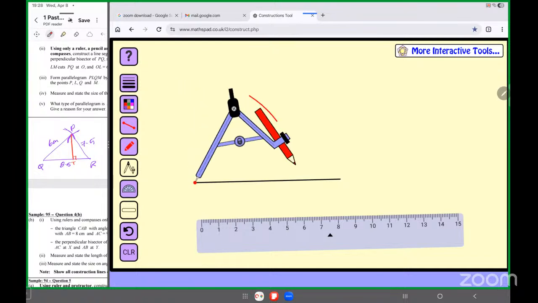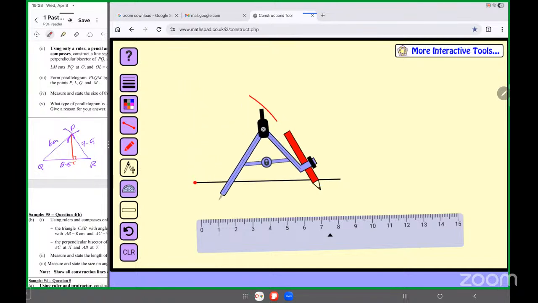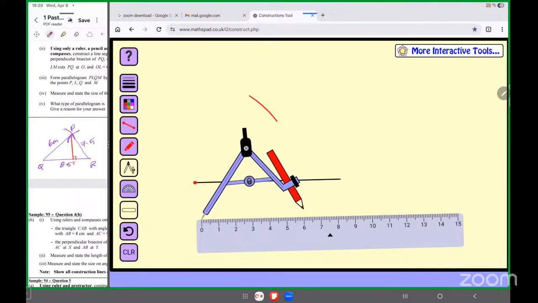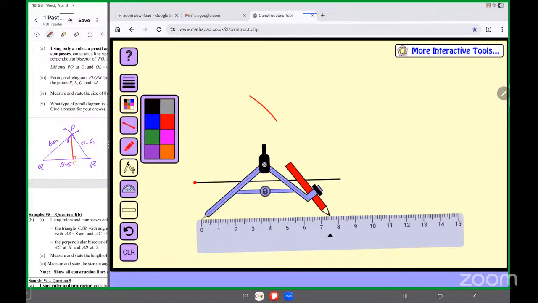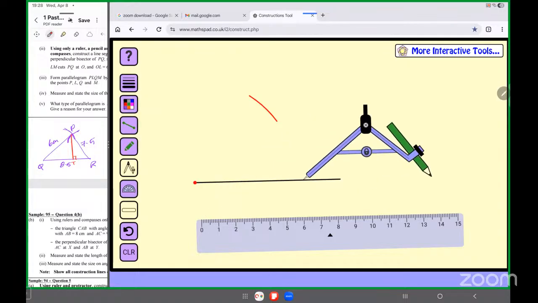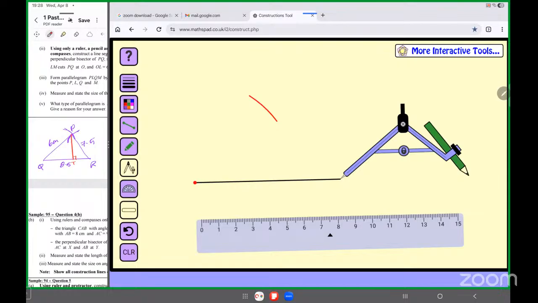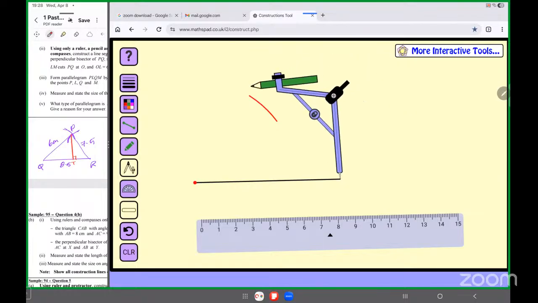Then from the other end, you need 7.5. So you're going to go back on the ruler with the 0. Unlock it and open it up to 7.5 centimeters, which is right here. Lock it. Let's change the color for that. Over this end, rotate up, crossing that. I need it to be a little bit longer.